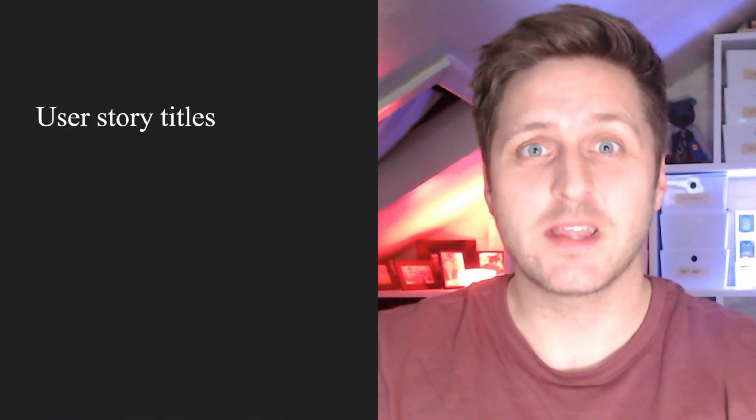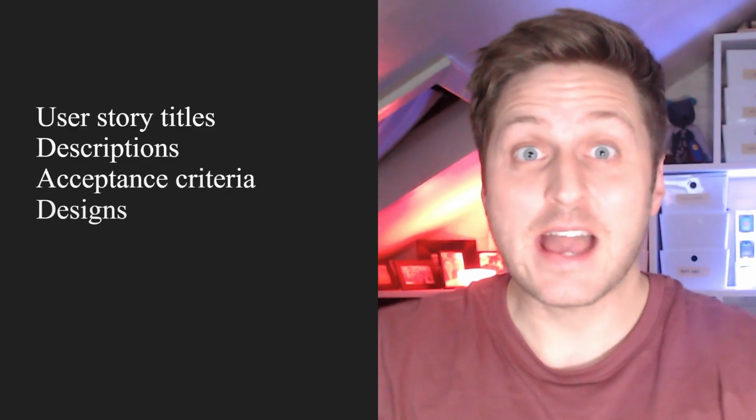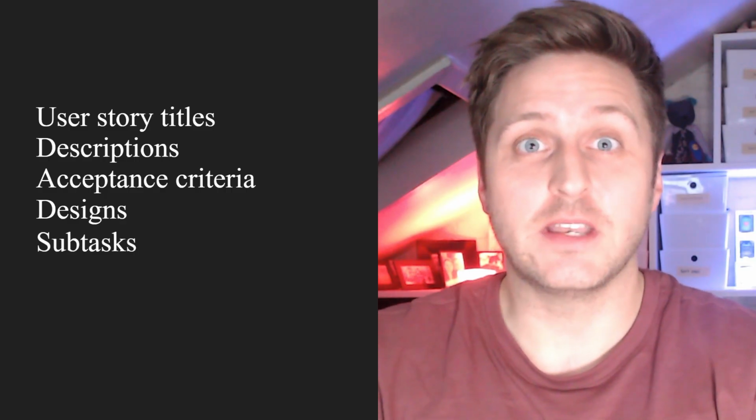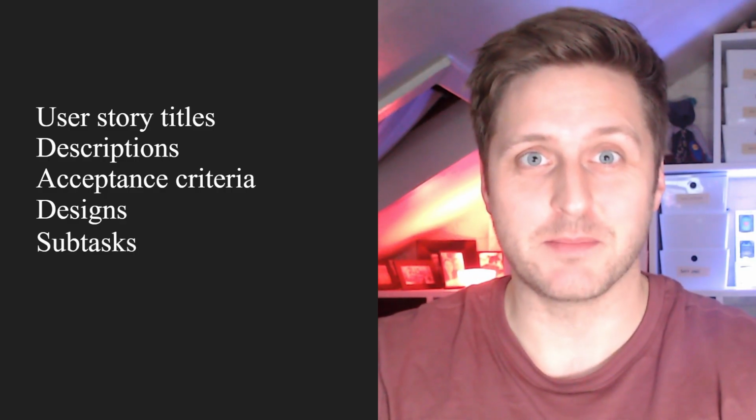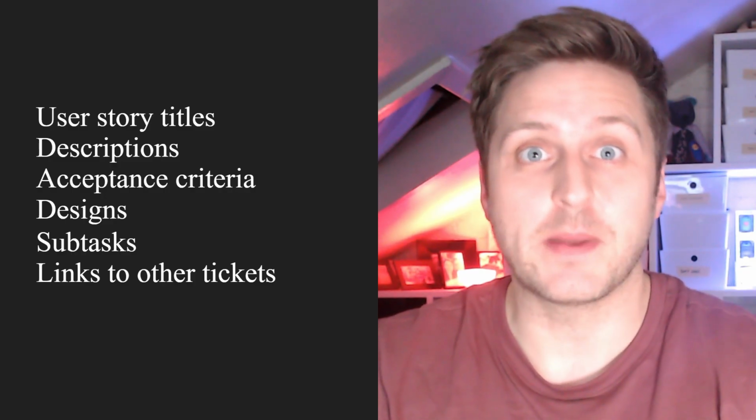By the end of this video, you're going to learn what good looks like when writing a user story in Jira, step by step. We'll cover the best ways to title your stories, what to put in the description, where you can put your acceptance criteria, how you add designs, how you can include a list of subtasks for your team to work on, and link it to key tickets that it might be blocking or dependent on.